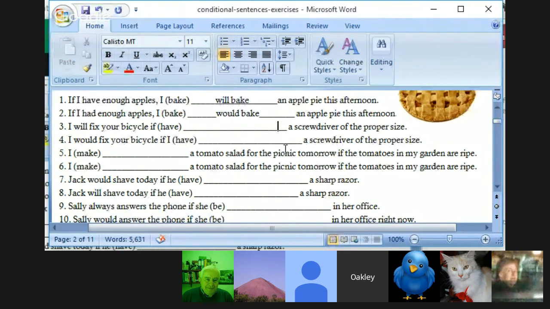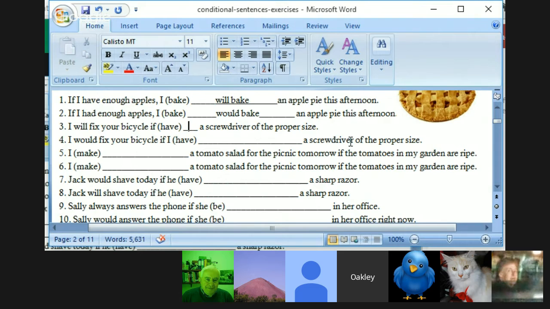Don, can you try number 3? If I will fix your bicycle, if would have a screwdriver of the proper size. Now, you read it wrong. It said, I will fix your bicycle. Well, it can't be if I would have.